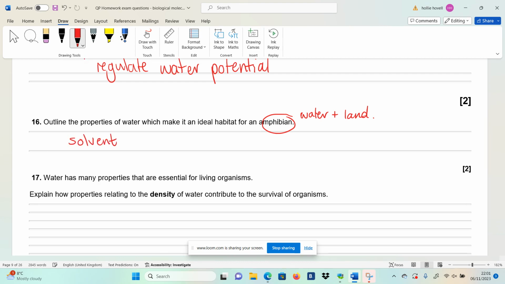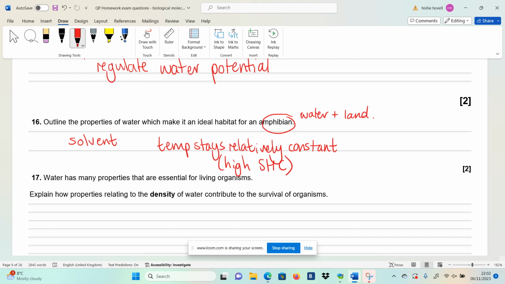You could say that the temperature stays relatively constant. So like in a pond, that's really useful. And the reason it does that is because it's got a really high specific heat capacity. You need a lot of energy to change the temperature by a small amount. Okay, so actually the temperature of the pond stays more constant than the temperature of the air does.